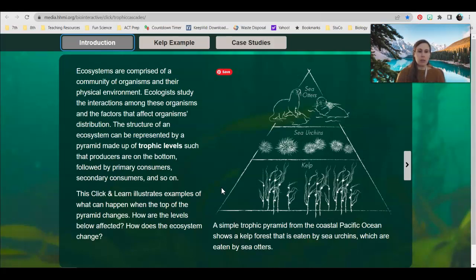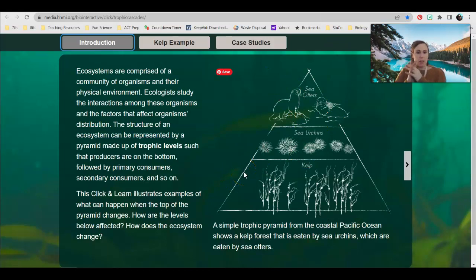The structure of an ecosystem can be represented by a pyramid made up of trophic levels, such that producers are on the bottom. So producers are anything that can make their own food, like plants. Okay. Primary consumers right above them, so they eat only plants. A lot of those are considered to be herbivores. And then secondary consumers can eat both plants and animals, those kinds of things. So all on up to our apex predators.